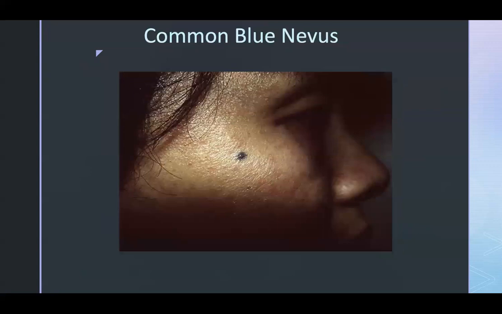Here's another example of a small common blue nevus. You could definitely do a shave removal or a punch removal of this, depending on the patient's preference here. I'd probably do a punch just to replace it with a small scar.